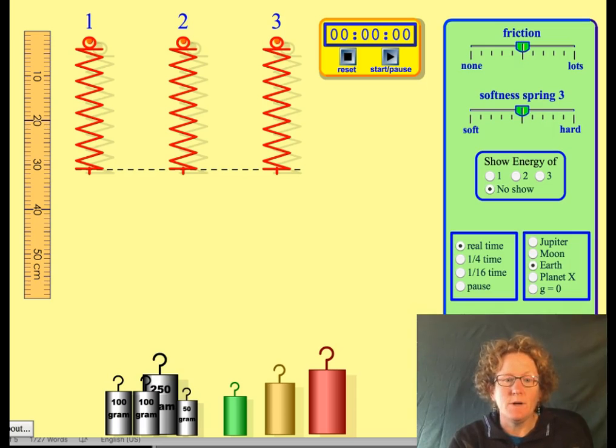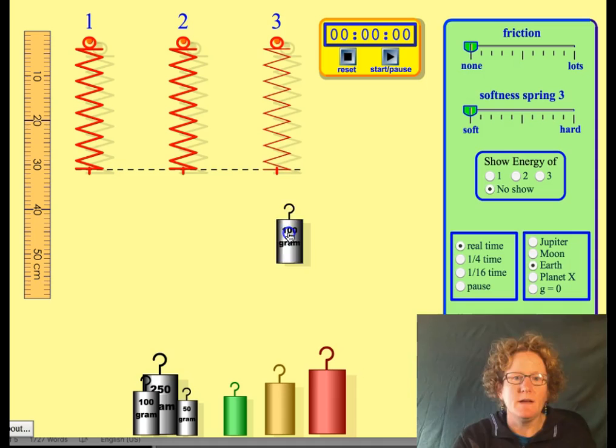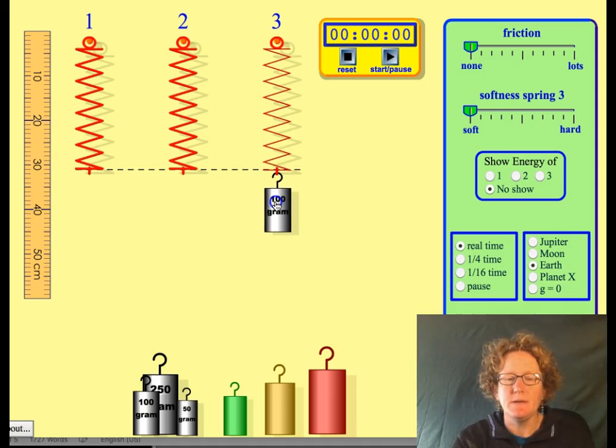Hello, we're in the simulation here. Here's spring 3. Before we proceed, we want to make sure that we're in Earth's gravity, since in all of the other calculations we've had friction as 0. Let's check friction to none. Let's set the softness of spring 3 all the way over to the soft side. Let's hang a 100-gram mass, get it bouncing, and then we'll start counting 30 bounces and time that.